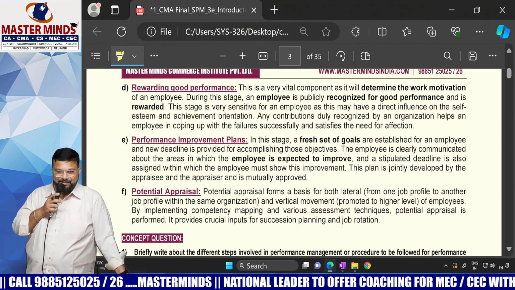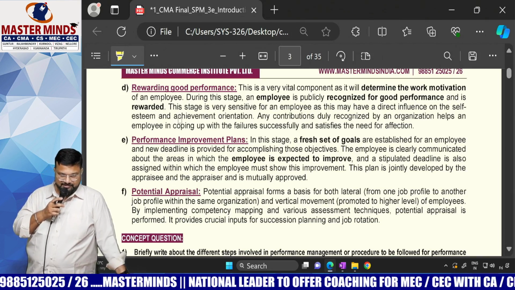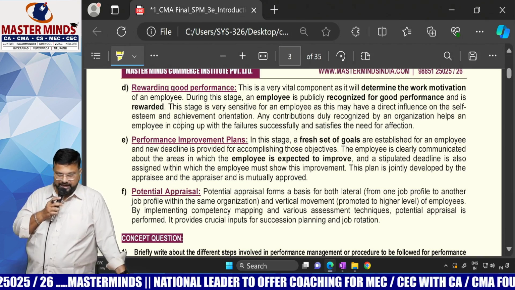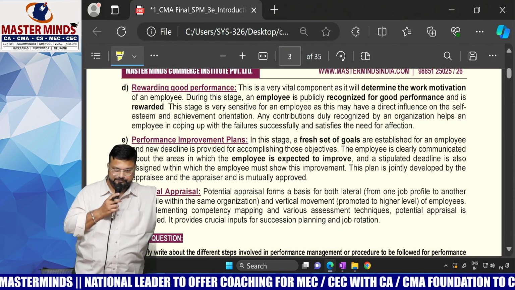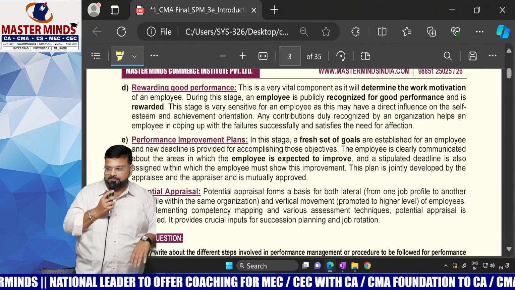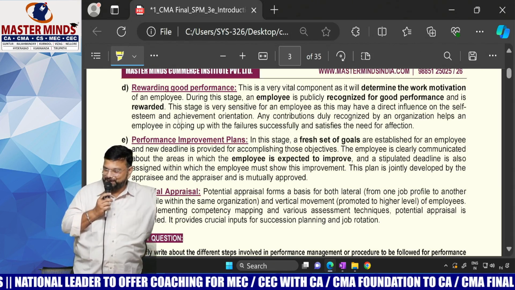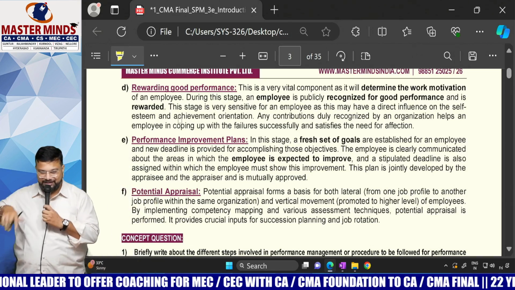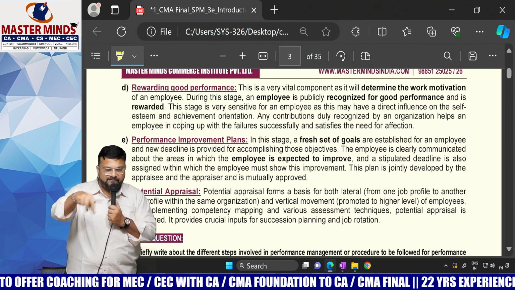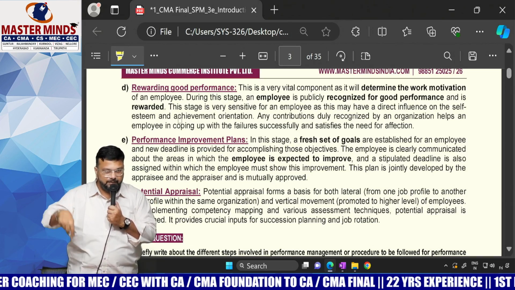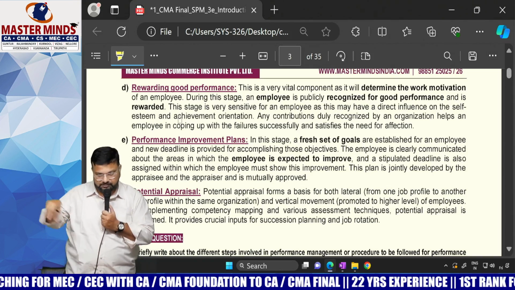So lateral is nothing but x-axis, right? Vertical means y-axis. So when it comes to lateral, from one subject to another subject, that is lateral movement. From costing to SPM, SPM to costing, costing to economics, economics to, this is called lateral movement. A single faculty dealing with different subjects is lateral movement. Am I clear? In that same level.